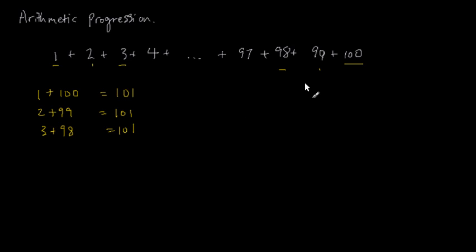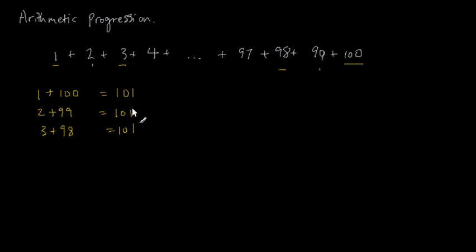And the reason why we keep getting the same number is because if I go from 1 to 2, I increase by 1. But if I go from 100 to 99, I decrease by 1. That's why when I total them up, I end up with the same answer. So if I keep doing this, I'll keep getting 101 all the time.